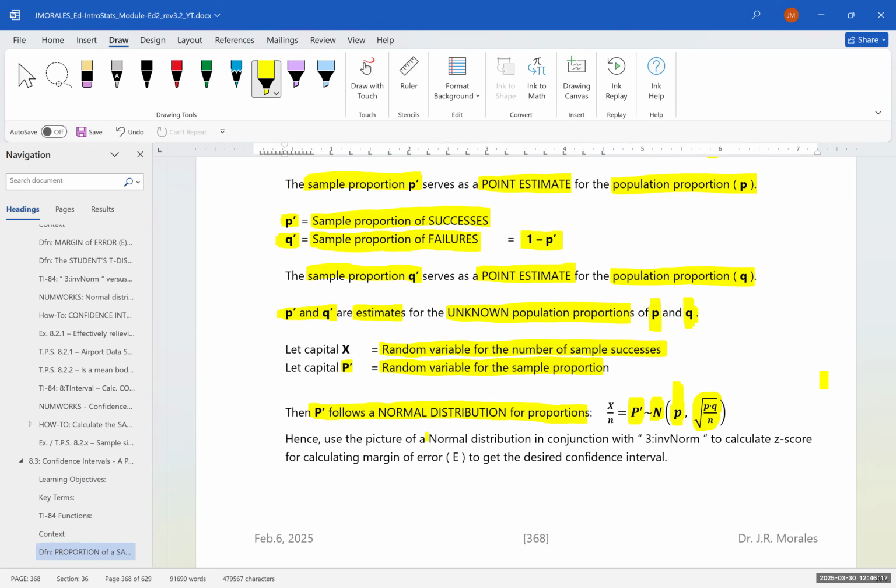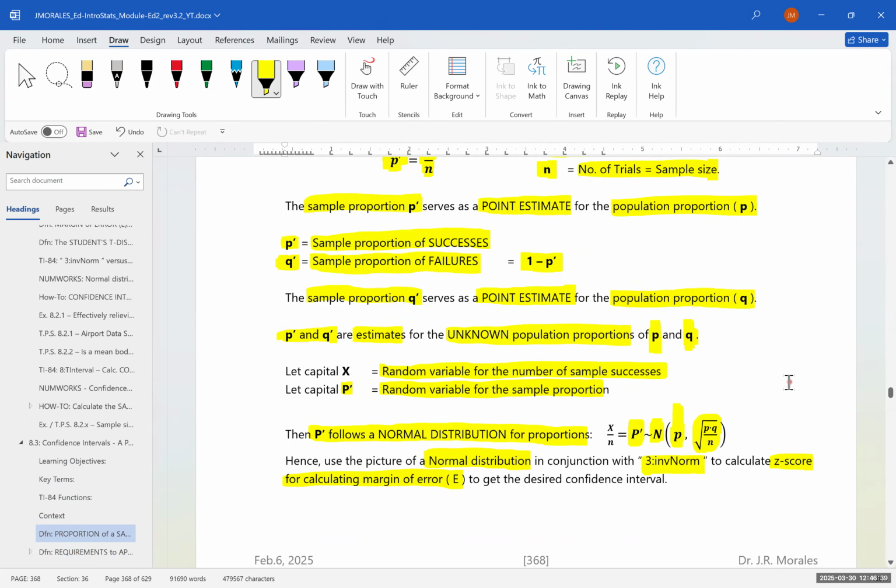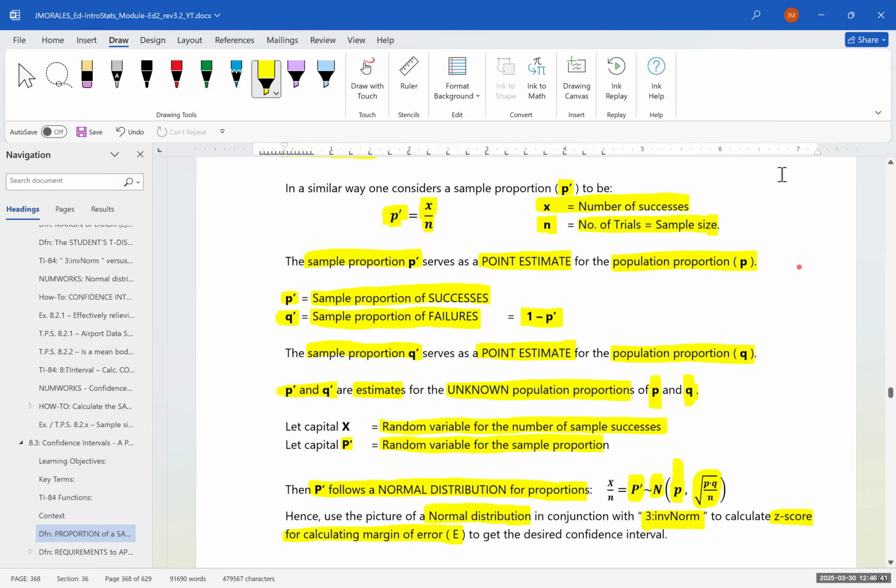Hence, we're going to use the picture of a normal distribution in conjunction with our inverse distribution function, inverse norm, to calculate z-scores for calculating margin of error to get the desired confidence interval. Okay, so I think that is the end of that explanation. Let me know if you have any questions.